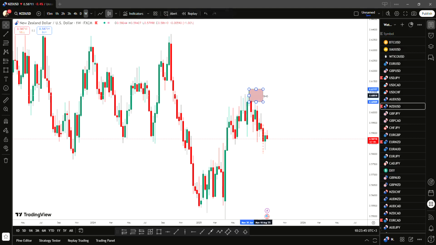How is it looking? This is a bullish candle, an indecision candle, and a bearish candle. We would want this bullish candle to be smaller than this bearish candle. However, it did not work out.